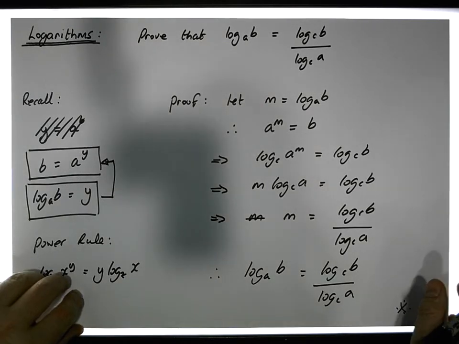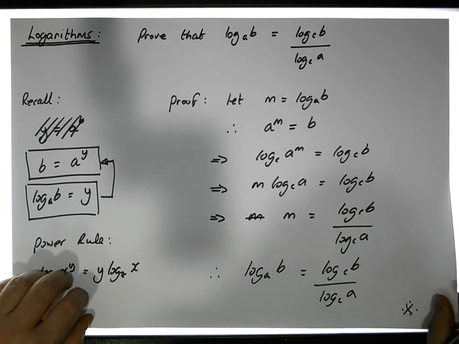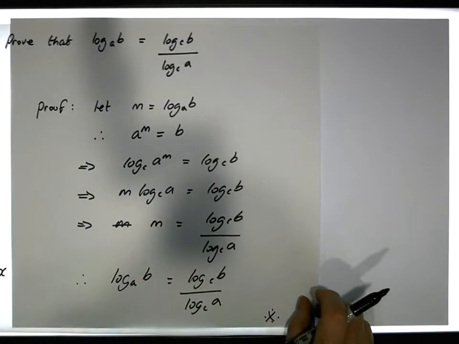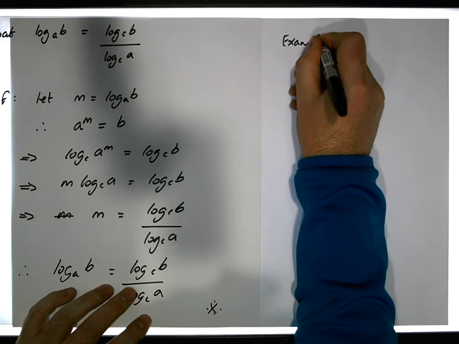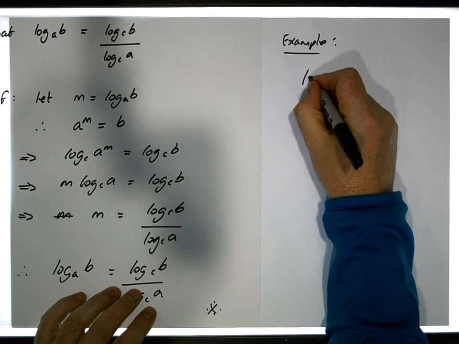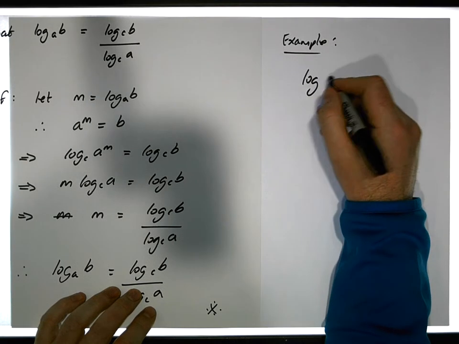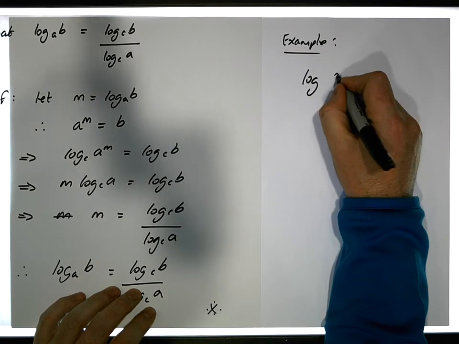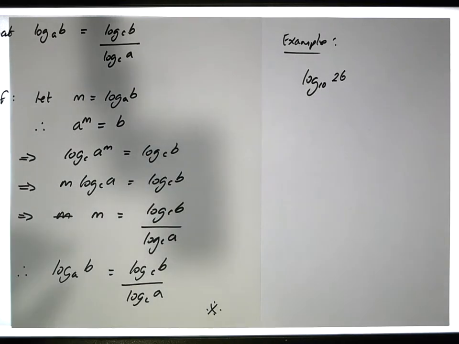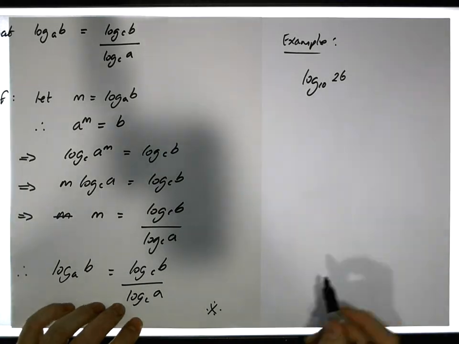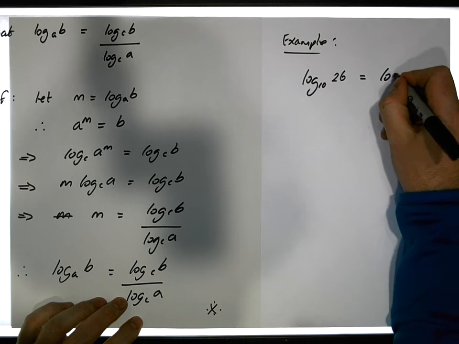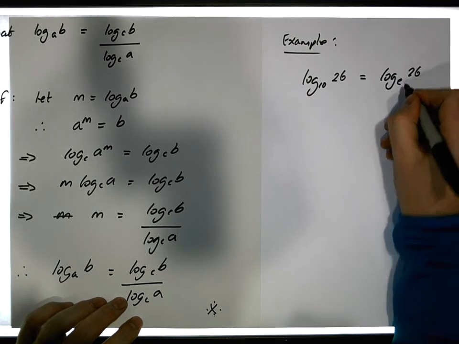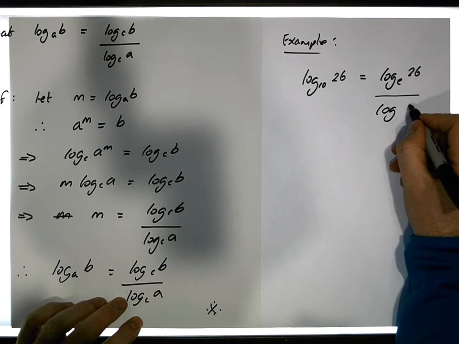So for example, if I want to change into base e from base 10, let's have a look at an example. Let's say I have the log of, who cares what the number is, let's say the log of 26 to the base 10. But I don't want to work in base 10. I want to work in the natural base, base e. Well then this is equivalent to the log of 26 to the base e divided by the log of 10 to the base e.